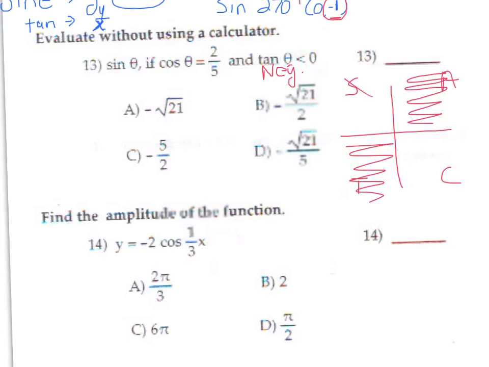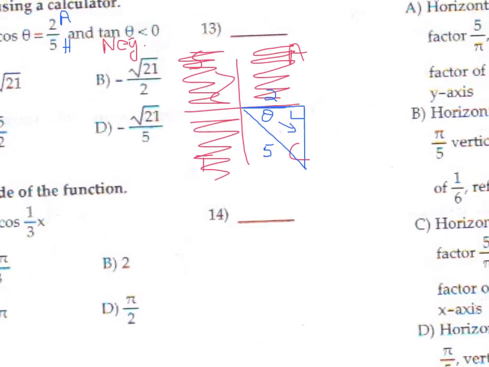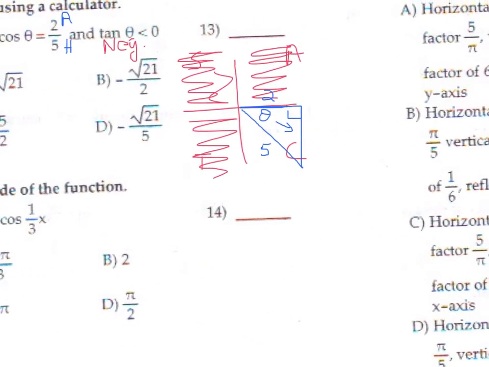Then you draw the triangle. Cosine is adjacent over the hypotenuse. Adjacent, that is 2. Over the hypotenuse, that is 5. So here, what do they want? They want sine. So I need the opposite side because it's missing. So to find that side, what I can do is the Pythagorean theorem.